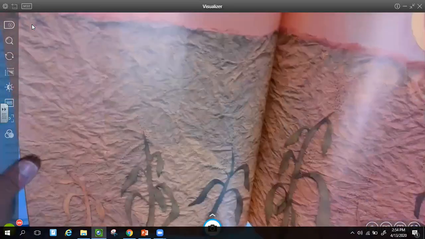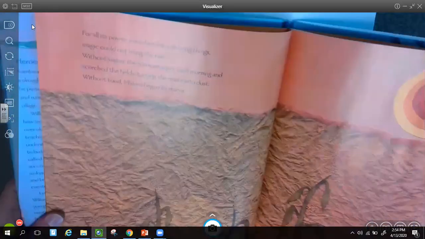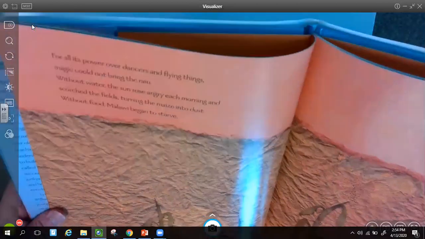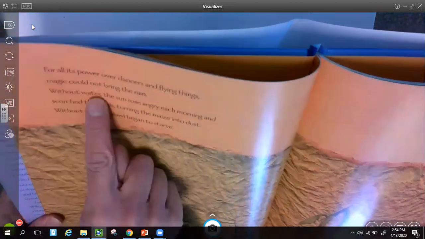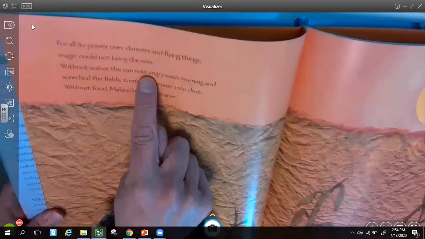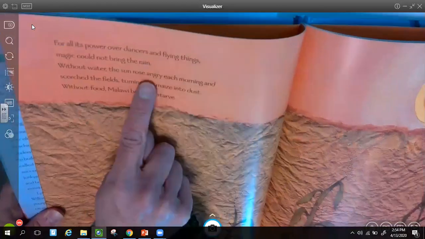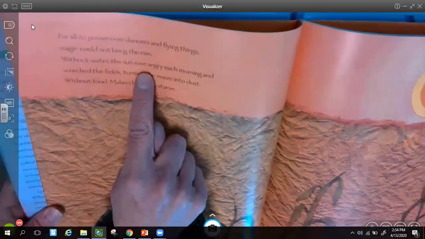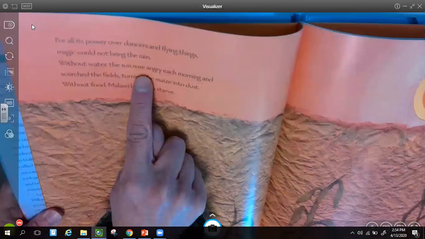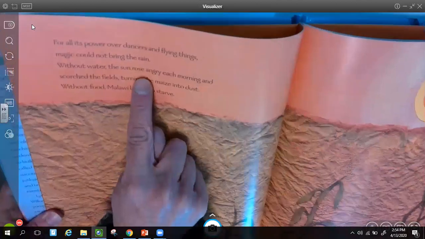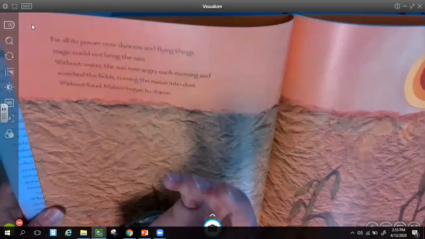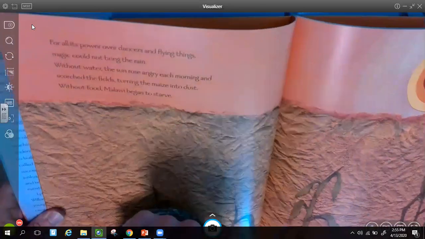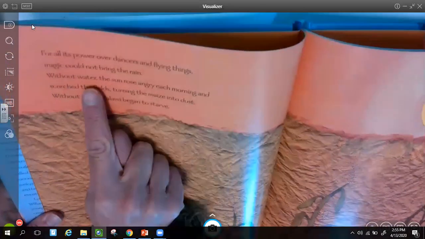So thinking about this page, it's pretty powerful. We have a lot of figurative language or non-literal phrases here. Let's look at the first one that comes to mind. How about, without water, the sun rose angry each morning. Do you remember we talked about personification? When you give something that is not a human or not a person real feelings or emotions. So the sun rose angry. Can the sun really be angry? It doesn't have emotions. But thinking about that, what is the author trying to tell us?